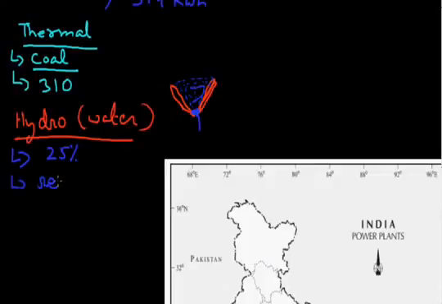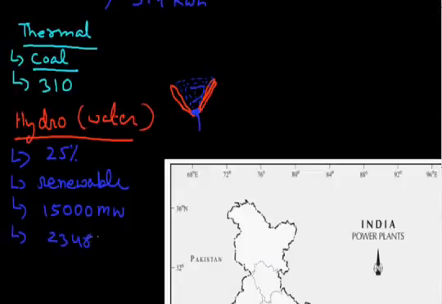Hydroelectricity is a renewable resource of energy. At present we have the potential, our potential is 15000 megawatt, while the total installed capacity of India is 23488 megawatt.